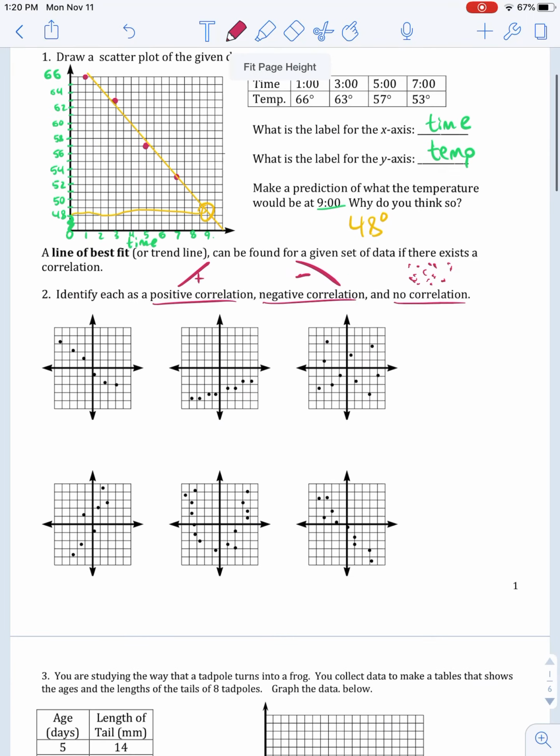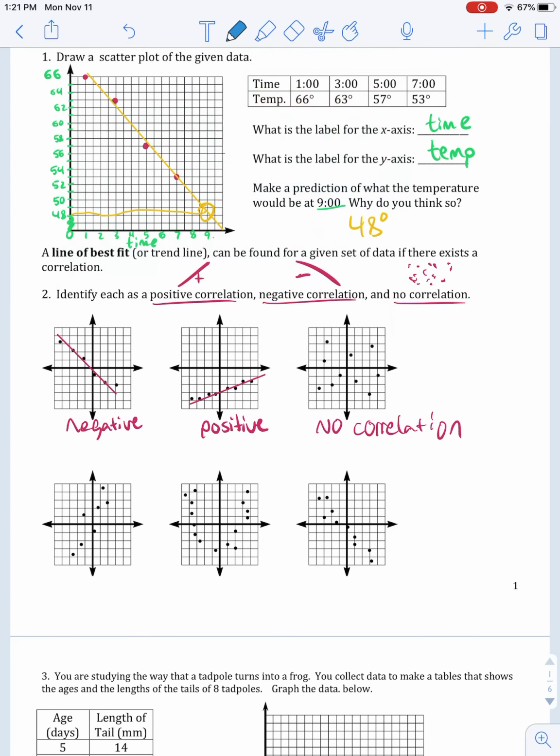So for number 2, this first one, I could reasonably draw a little line right through these, and that's a negative line. So this is a negative correlation. For this one, I could draw a line through it, and it's a positive correlation. It's a positive line that would go through it. No line looks good here. I don't really see a distinct pattern in how the points are moving, so this has no correlation. You can pause and try the next 3 if you think you're ready.